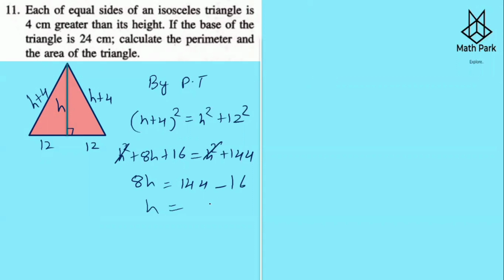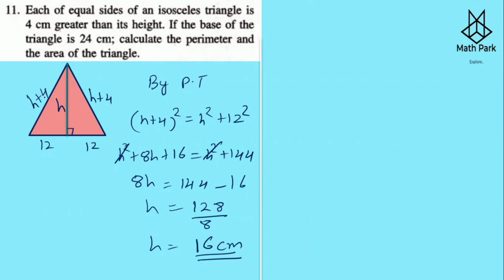144 minus 16. You get it as 14 minus 6 is 8, so you get this as 128. And this 8 comes down, divided by 8. So h is equal to 128 divided by 8, which you get as 16. 8 ones are 8. 12 minus 8 is 4. 8 sixes are 48. So 16 centimeter is the value of h, which is the height.